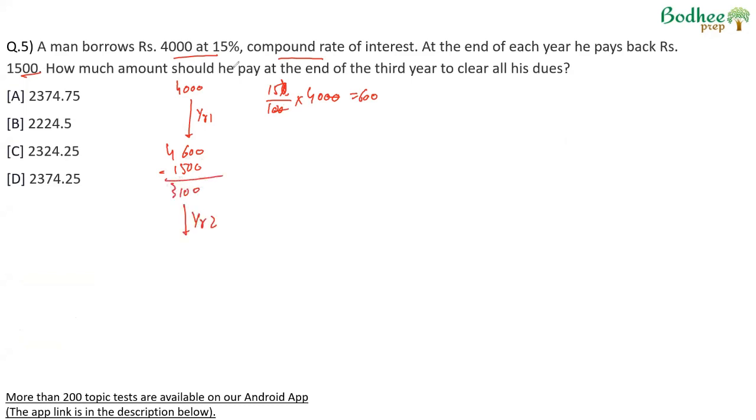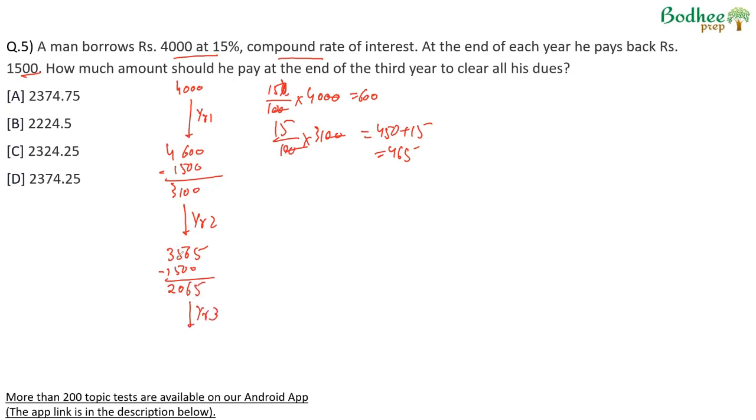In year two, interest on this will be accrued. So 15% of 3,100. 15 into 30 is 450 plus 15 into 1 is 15, so 465. And therefore here the amount will become 3,565: 3,100 plus 465. From this 1,500 is paid, and therefore the amount remaining is 2,065.